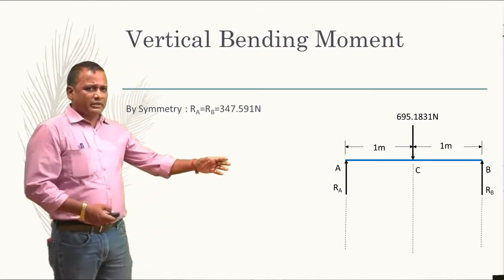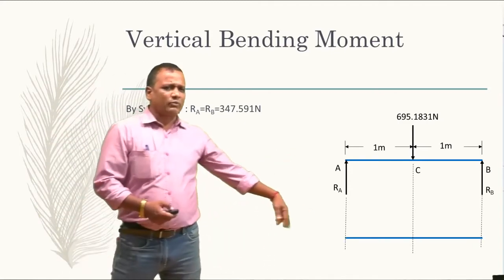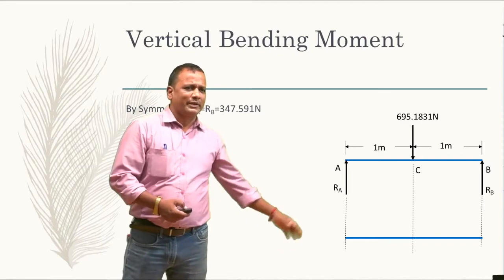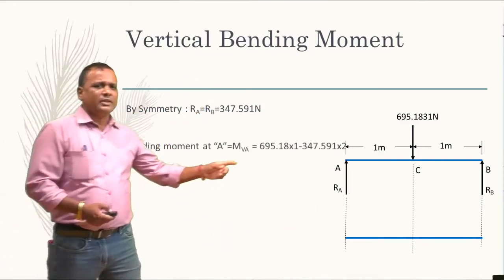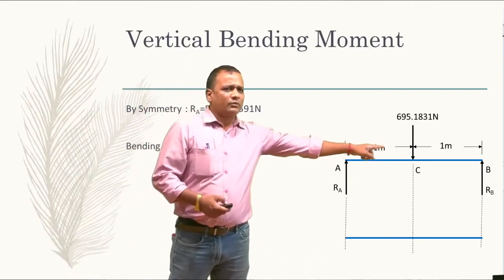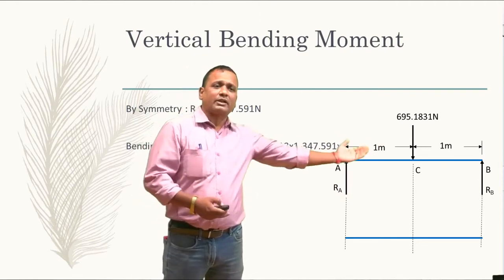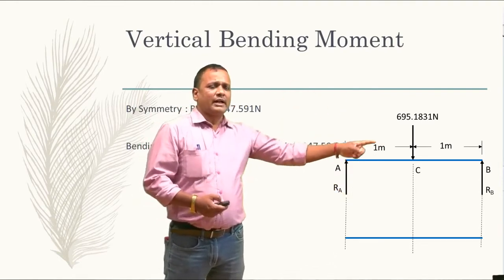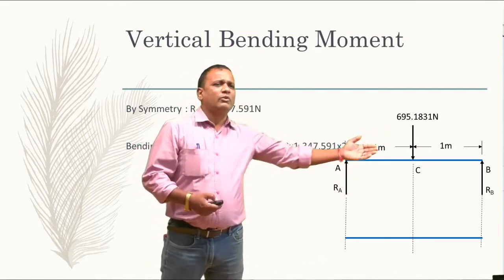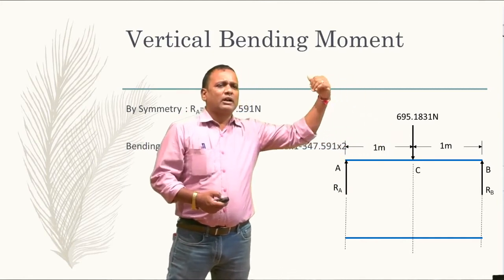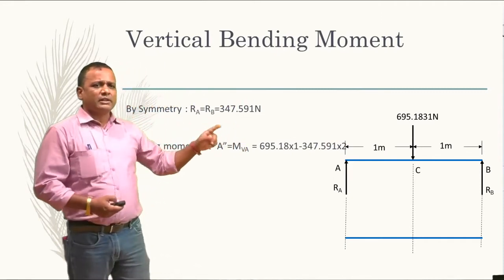Now I will draw reference vertical lines in order to draw a bending moment diagram. I draw one more line which is 2 meters in length, and now the bending moment at A would be at this point. All the forces that turn clockwise are considered positive, and anti-clockwise as negative. So here it would be 695.183 into a distance of 1 meter, as is said over here. Another one would be Rb into 2. Since Rb is 347.591, I will be substituting the value over there.